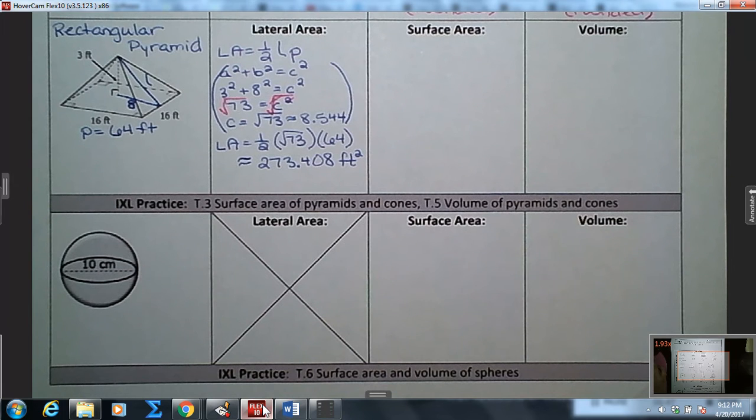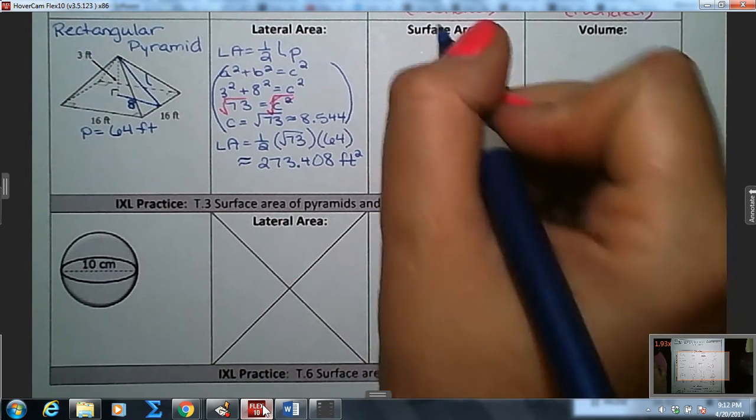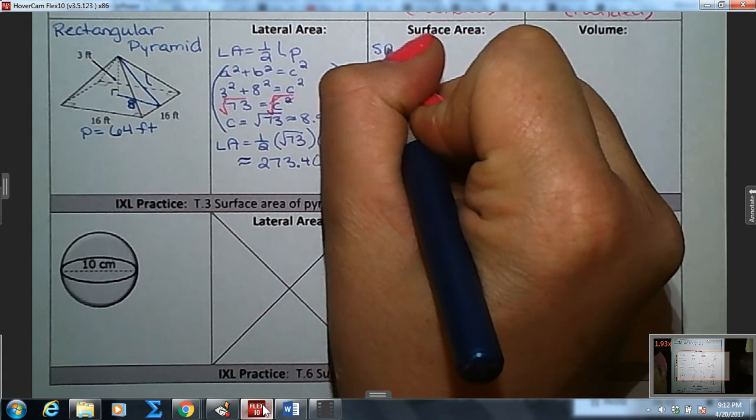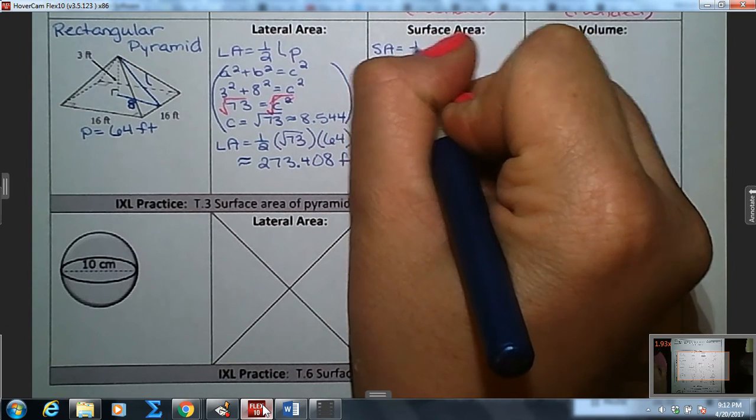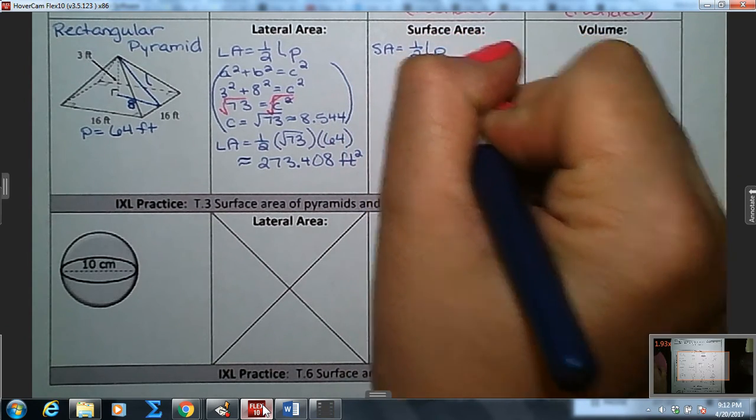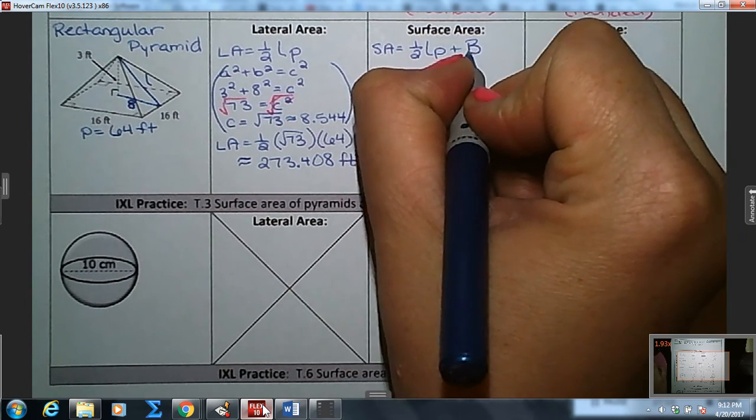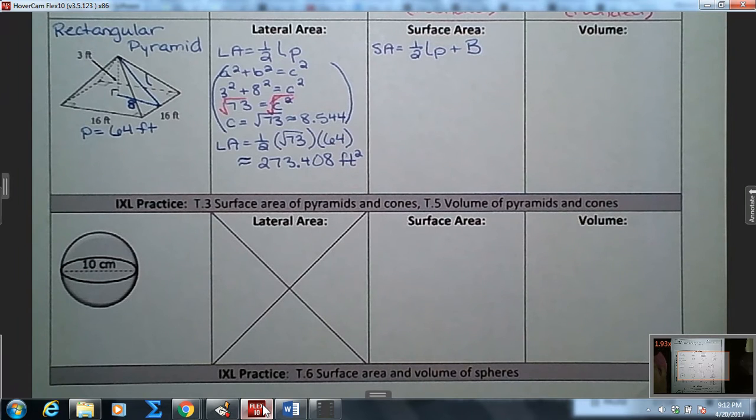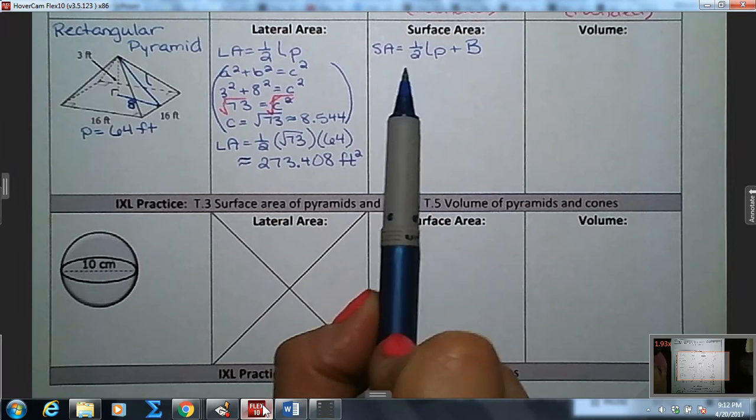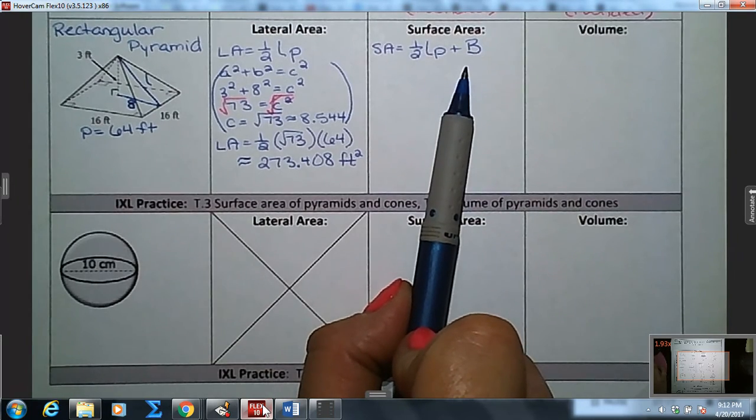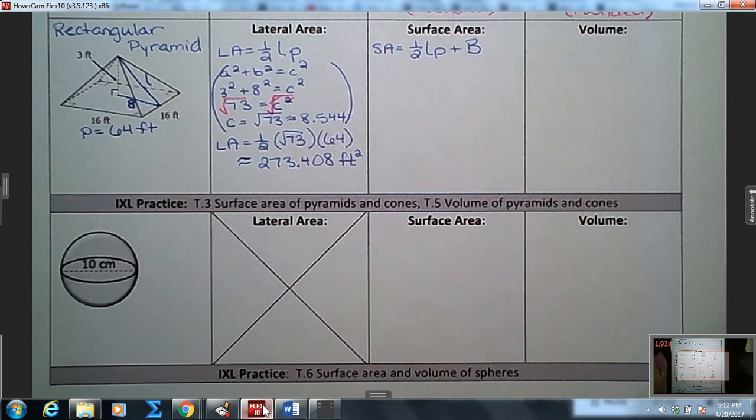Okay, next we're going to be working on the surface area of the shape. Surface area formula is very similar to the lateral area formula. It starts out the same. Surface area is equal to 1/2 slant height times perimeter. That's what we already found. Plus capital B, which stands for the base area. So we've already got everything to plug into the 1/2 LP. We already know those values. Now we need to do a little breakout session about how to find out what capital B is.